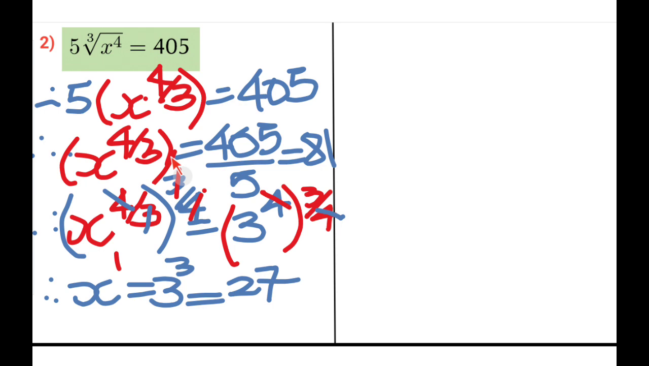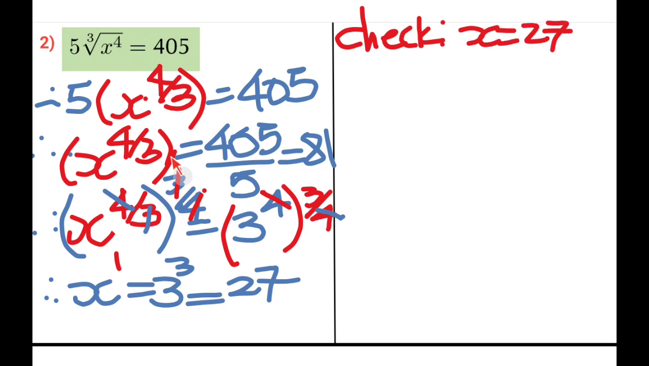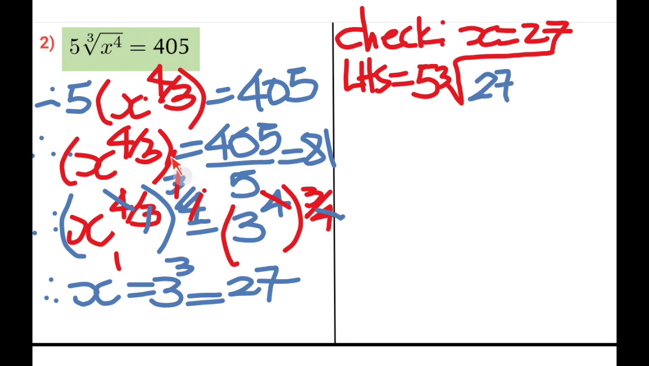Now check. Very important to check every step of the way. Check for x equals to 27. Left hand side equals to, wherever there is an x, you put 27. So that's 5 cube root of, where there is an x, we put 27. So that is 27 to the power of 4.